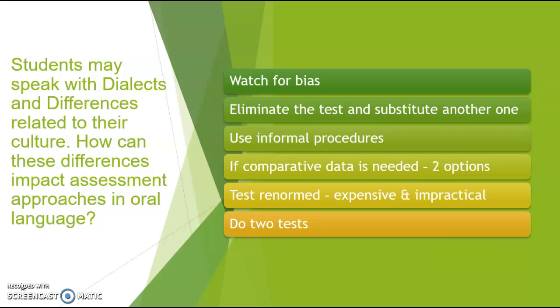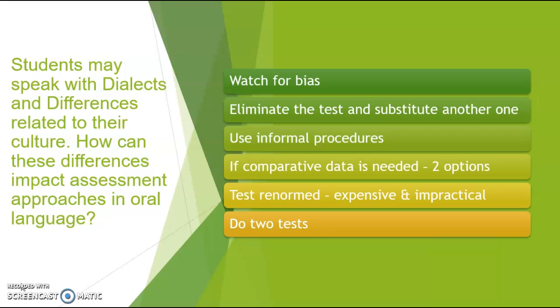If there is a test that you can see is not going to lend itself to being unbiased, you should eliminate that test altogether. If you can use informal procedures, that's the best way to do it. But a lot of times you can't because you want to get that comparative data, and so you need that norm group. So there's two options. You can get a whole new group of students and re-norm that test group, which is very expensive and not very practical to do.